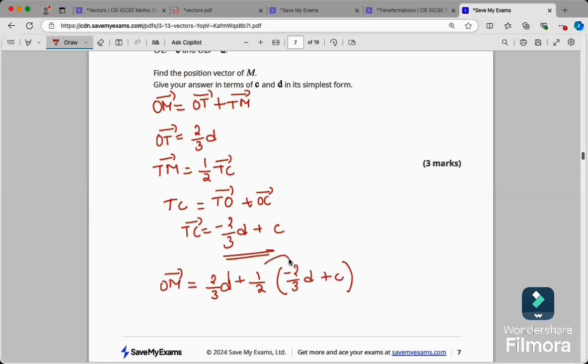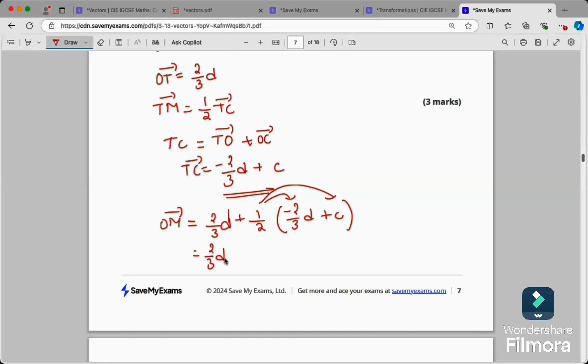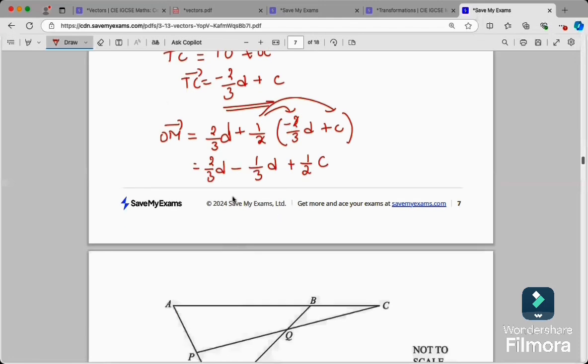Just open up the bracket by multiplying the scalar outside. So 2 by 3D plus, into minus. Always multiply the sign first. Half into 2 by 3, so 2 and 2 cancel. Plus into minus is minus, so 1 by 3D, and plus into plus is plus, and this is 1 here. So half C. So 2 by 3 minus 1 by 3, of course, is going to be 1 by 3. Therefore, your final answer is going to be 1 by 3D plus half C.